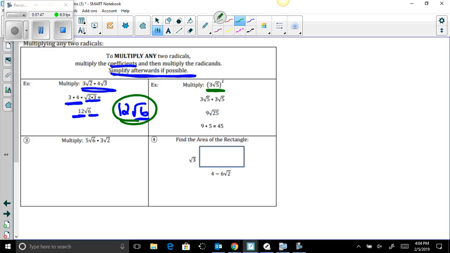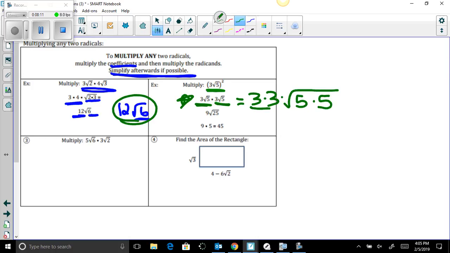What have we got for the next one? 3 radical 5, and I want to square it. Whenever you square something, it means that thing times itself. Write it out and show your step. Multiply the coefficients. The coefficients are my 3s. They're out front of the radical. Those go together. And then the radicals go together under 1.